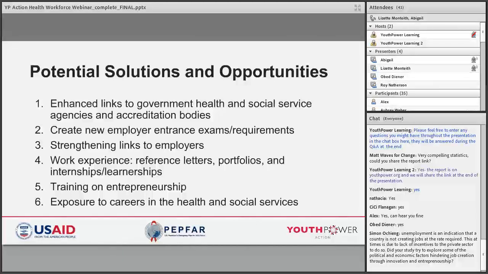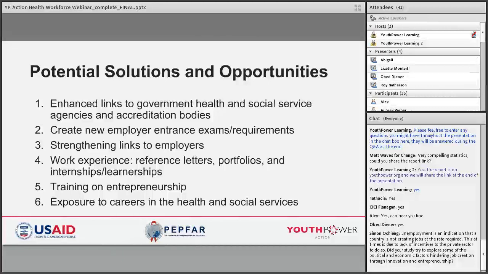The third is strengthening links to employers and industries. So this ensures that graduates from these programs and also from tertiary education as well are meeting employer skill requirements. And it helps to overcome employer reservations to hire youth from more vulnerable communities with a weak school system.